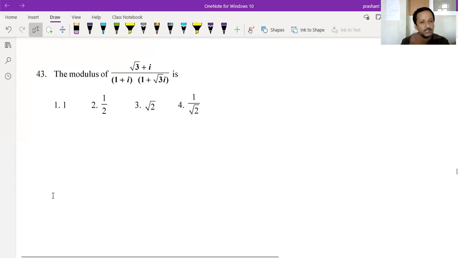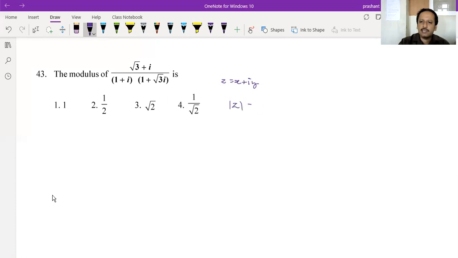Now we want the modulus of this. Question number 43. The modulus of (root 3 plus i) by (1 plus i) into (1 plus root 3 i). So what is the modulus of x plus iy? If z is equal to x plus iy, then modulus of z is equal to root of x square plus y square. This is the formula.